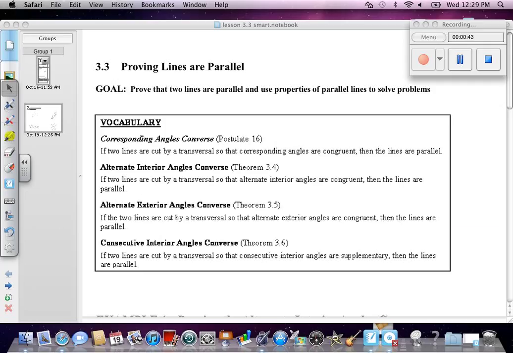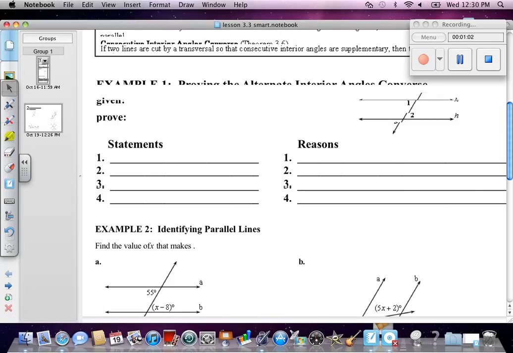And we're going to use the alternate exterior angle converse theorem, which tells us that if the alternate exterior angles are congruent, the lines are parallel. And we're going to use the consecutive interior angle converse. If two lines are cut by a transversal so that the consecutive interior angles are supplementary, then the lines are parallel.